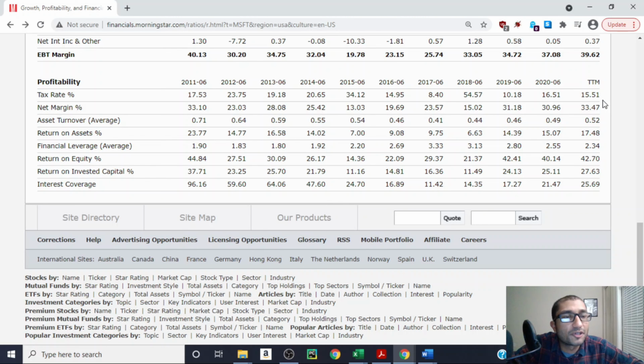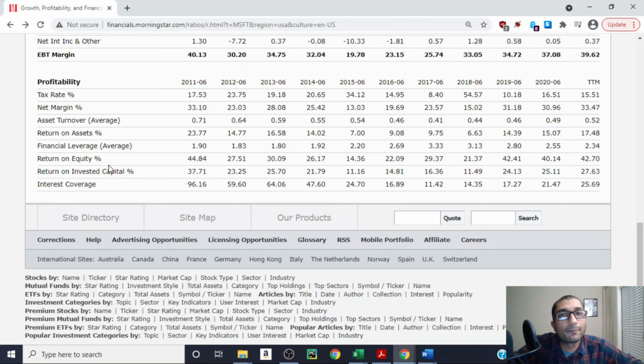What this means is for every $100 that the company made over the past 12 months, by the time it paid for its cost of goods, operating expenses, non-operating expenses, interest on its debt obligations, and taxes, it had $33.5 left as pure profit. Next, looking at the return on equity.